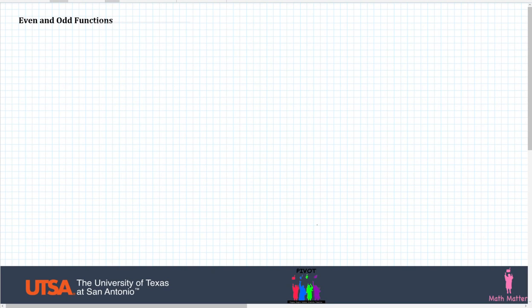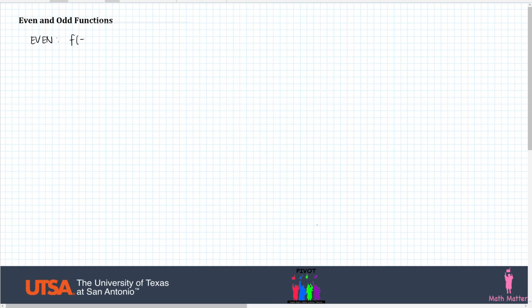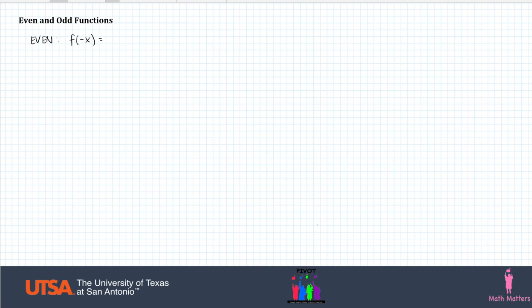So in this video, we're going to discuss even and odd functions. Algebraically, a function is even if f of negative x is equal to f of x for all x values. And what this means is that the negative x values have the same y output as their positive x values. So in other words, this is symmetrical across the y-axis.